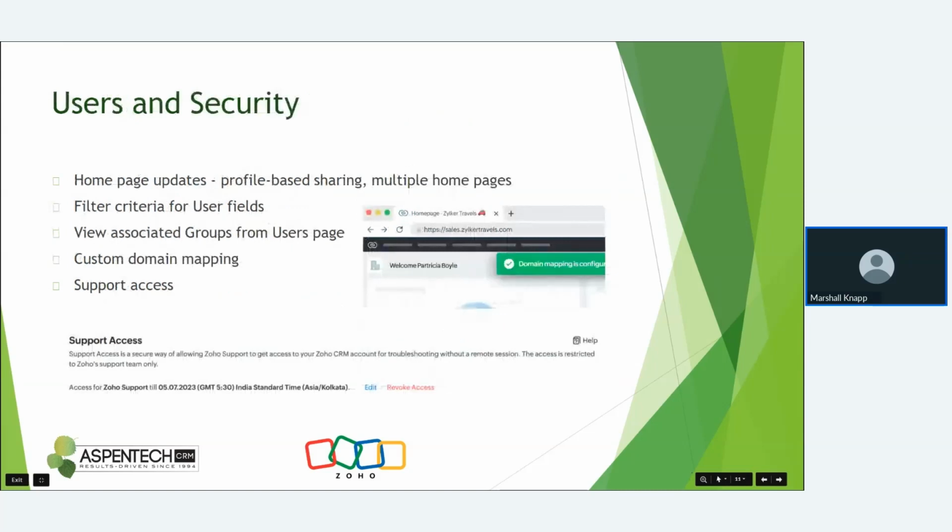Also, some updates for users and security. From a homepage standpoint, we now have the ability to share multiple homepages with users based on roles and profiles. So they can access up to 5 homepages based on their role and up to 5 homepages based on their profile, giving them now a total of 10 homepages that they can access inside Zoho CRM.